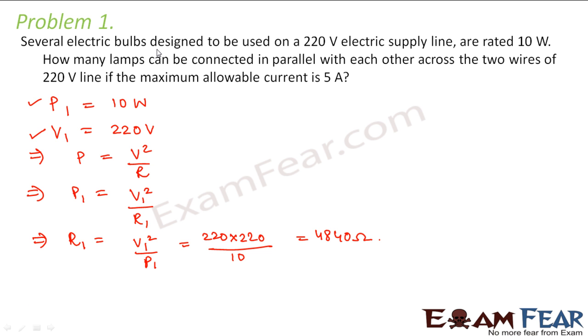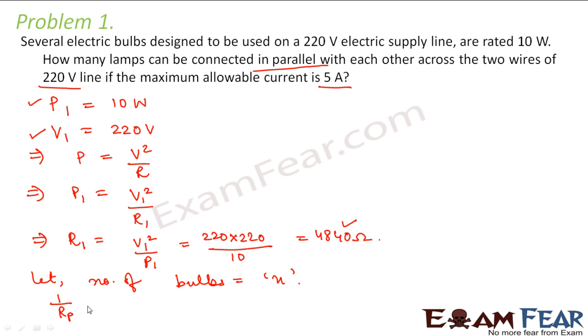Now it says that there are several electric bulbs which are connected in parallel, so that the maximum allowable current is 5 amperes. We are able to calculate the value of each resistance, but we don't know how many such resistances are connected. So let us suppose that the number of bulbs is n, and the resistance of each bulb is 4840 ohms. All these bulbs are connected in parallel, as mentioned in the problem. What would be the equivalent resistance of that combination?